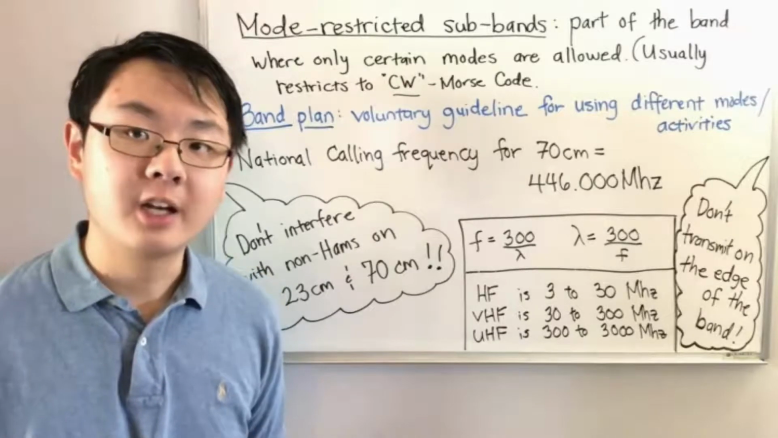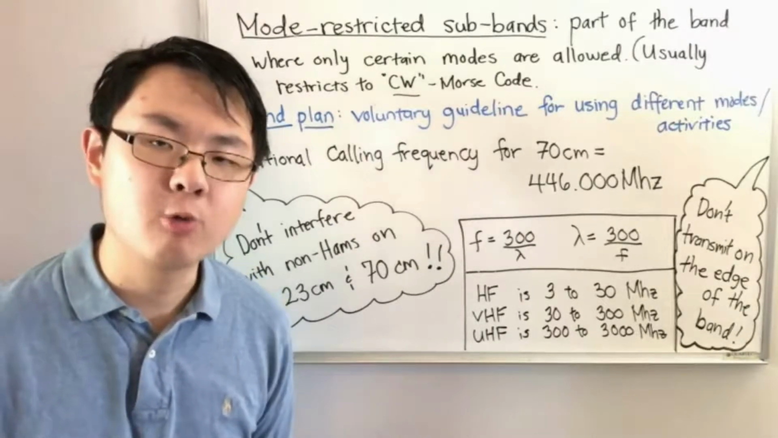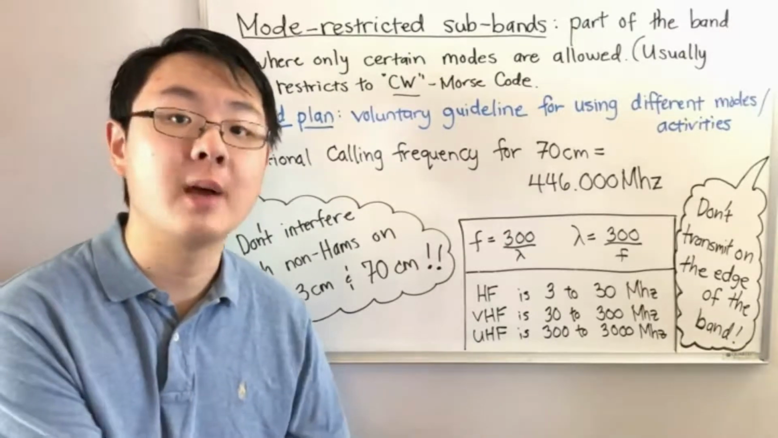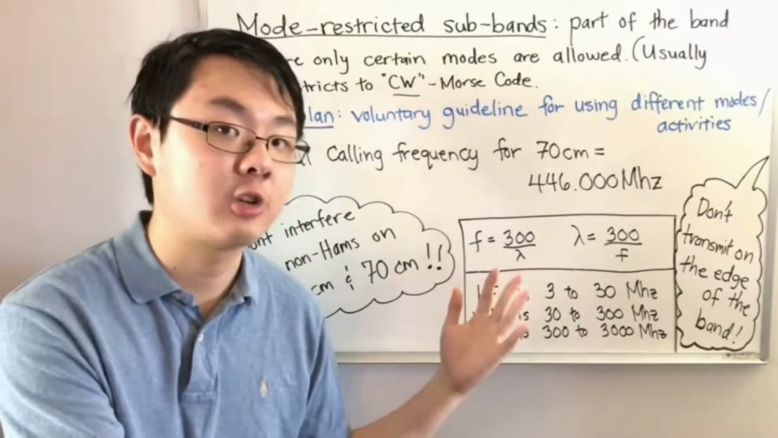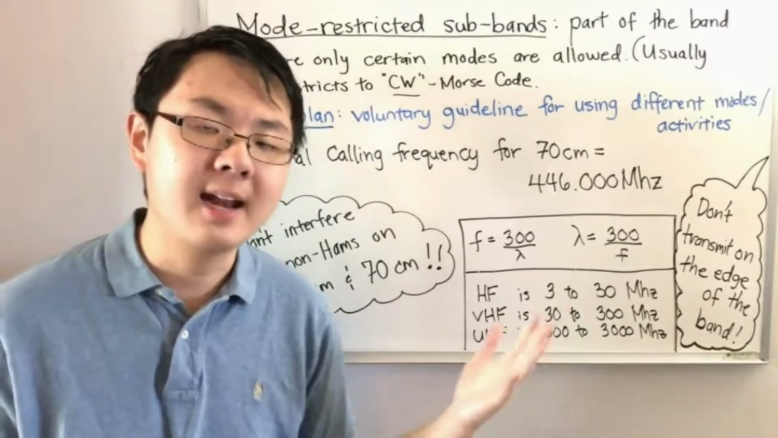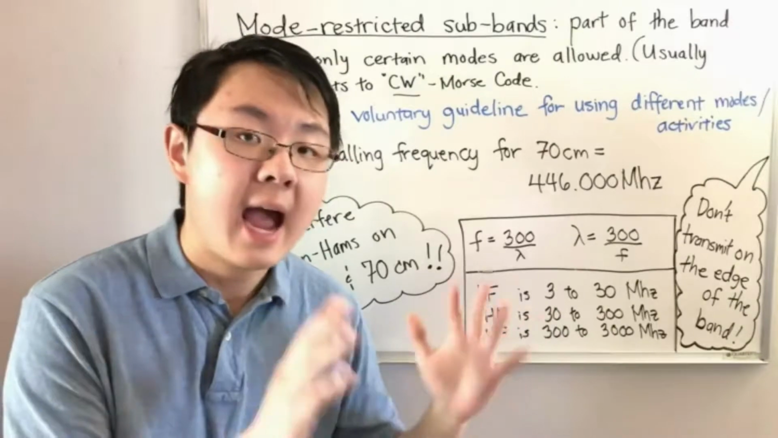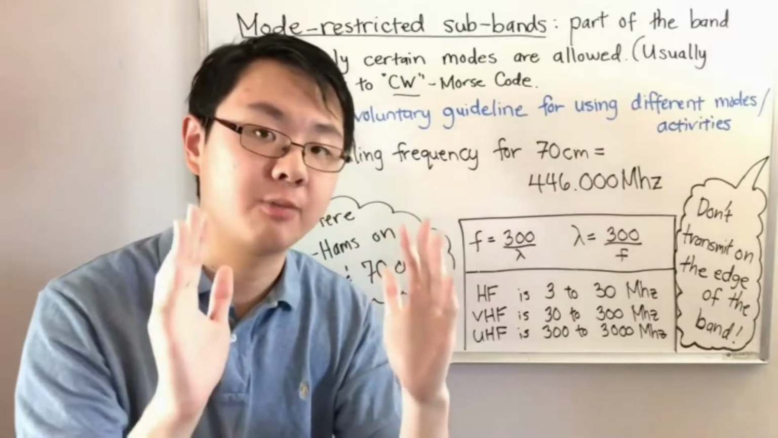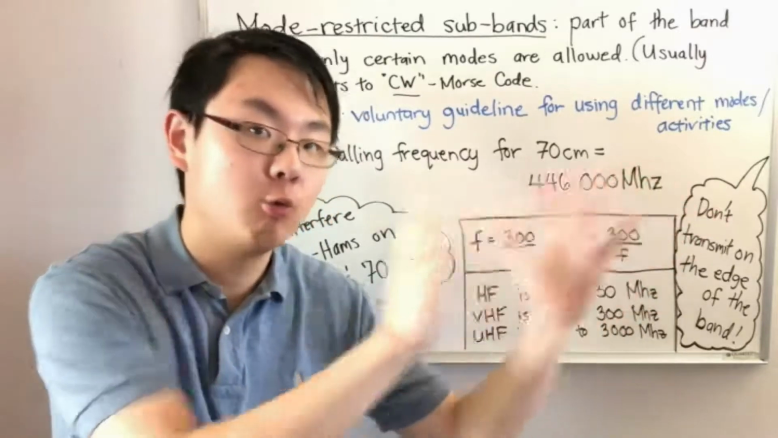Okay, so that's all well and good, but how do you know where the mode-restricted subbands are and which modes to use on them? Like, what if you don't know it's a mode-restricted subband and you accidentally transmit voice over there? How do you know where the mode-restricted subbands are? How do you know where anything is on ham radio? Like, how do you know where the band limits are, which bands you can use, and where in the bands you can transmit, and what modes you can use on which part of the band?